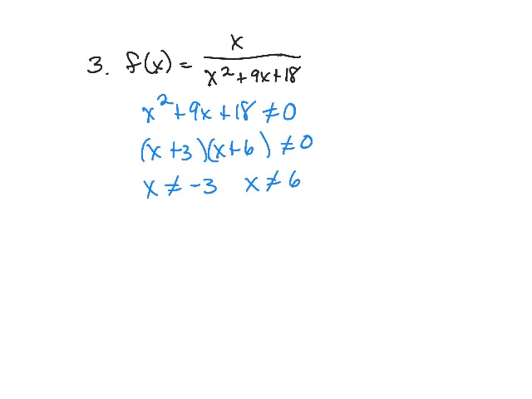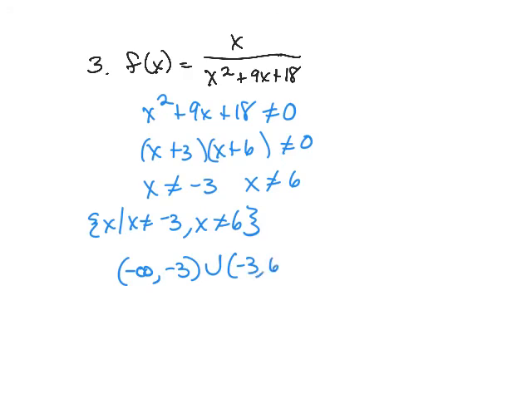In set builder notation, it would be x such that x is not equal to 3, negative 3. Well, let me erase that and fix it. Okay. X is not equal to negative 3. X is not equal to 6. In interval notation, it would be negative infinity up to negative 3, union negative 3 to 6, union 6 to infinity. Everything rounded because you cannot include that point. So that's a very basic introduction to finding the domains of various functions.